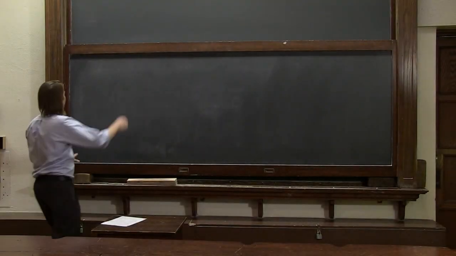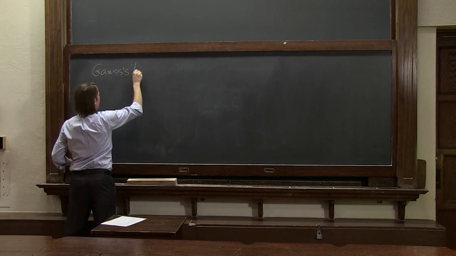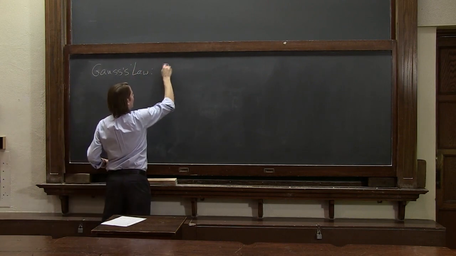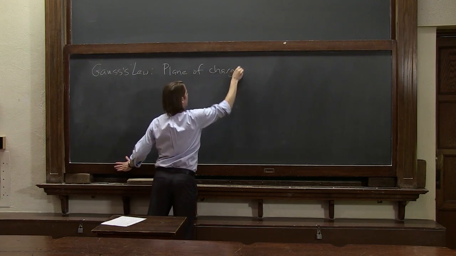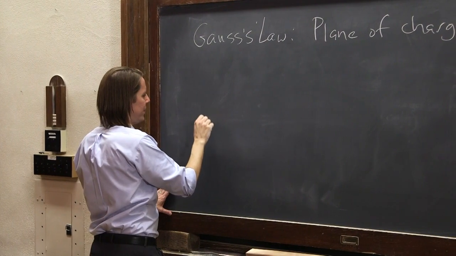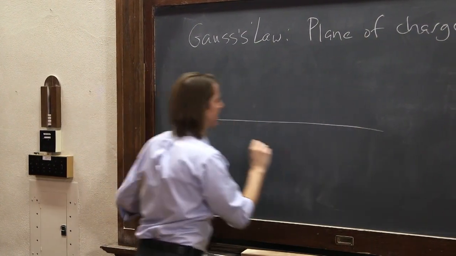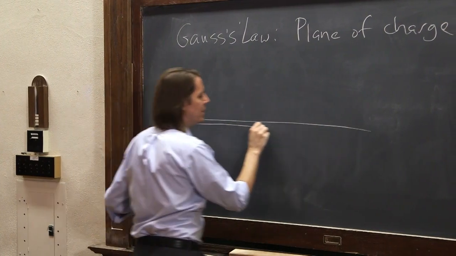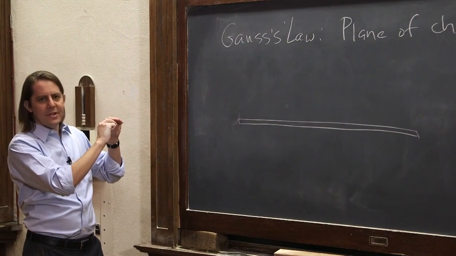All right, let's do another geometry. Gauss's law for a plane of charge. Okay, so I'm going to draw the plane. I'm going to draw it as sort of a cut, a cross-sectional cut, like this, and I'll give it a little bit of thickness just so that you can see it. And this is the plane in cross-section.